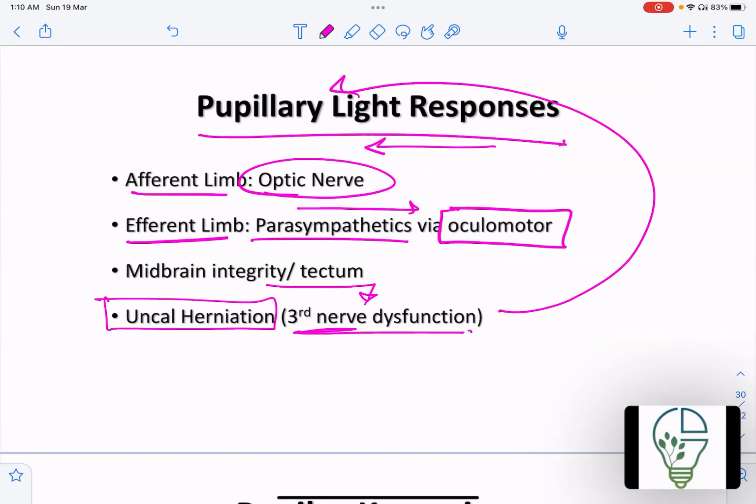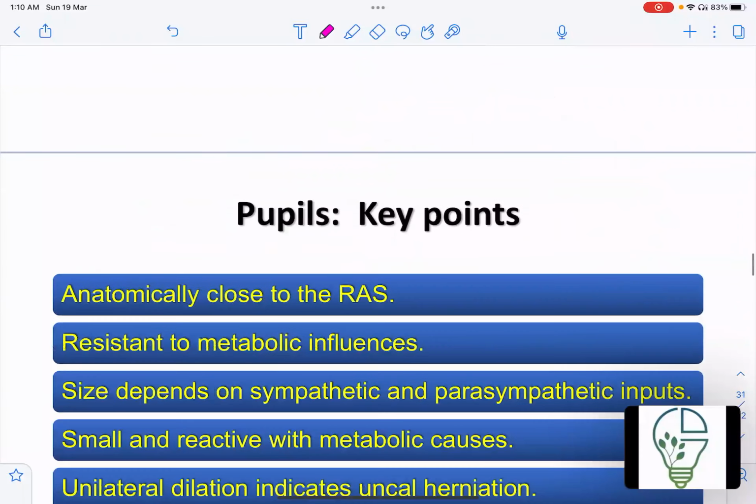There are a lot of things that actually disrupt the pupillary light response. For example, a lesion in the brain. It could be due to multiple things, which is not very important for you right now. Just understand that it's one of the things that we use to assess comatose patients.